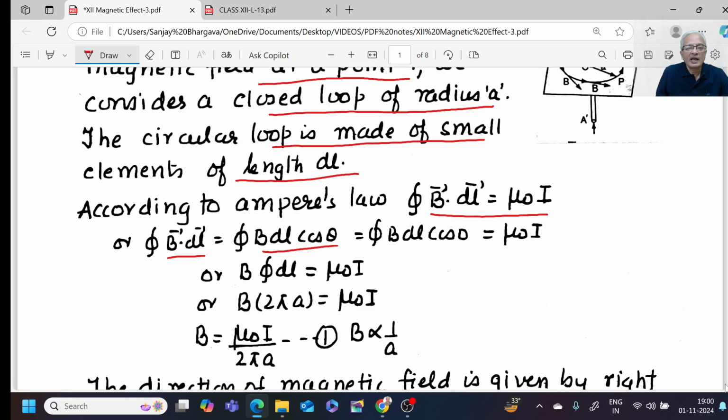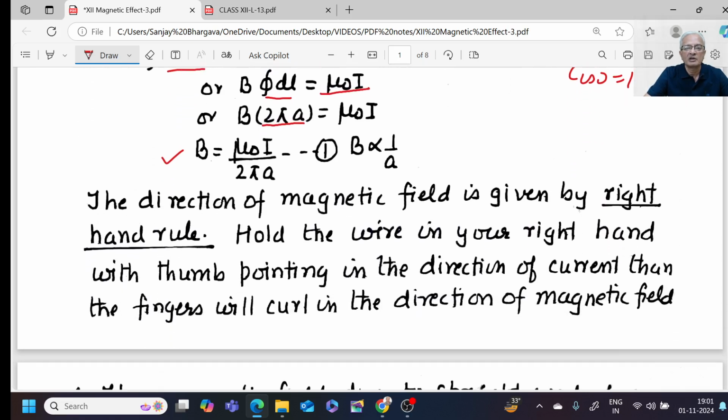Since the angle between magnetic field and dl is 0, theta is 0, so cos 0 is 1. So B integration dl must be equal to mu 0 times I, and integration dl is equal to the circumference. a is the radius of the circle, so it becomes 2 pi a. So magnetic field is equal to mu 0 I upon 2 pi a. So B is inversely proportional to a, and a is the distance of the point of observation.